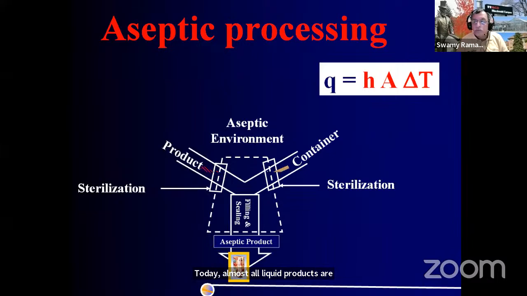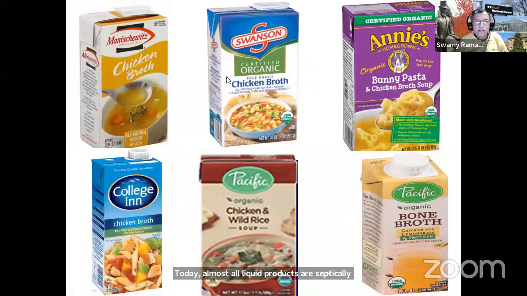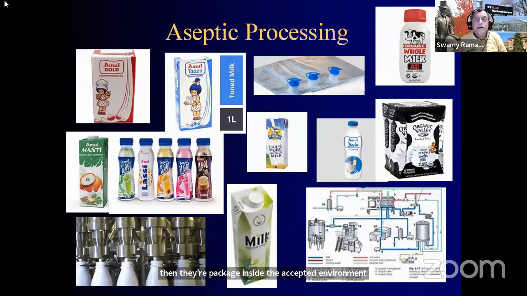Okay, so again, you have so many of these in the market, you can see. These are all cartons. Normally you cannot process them in a retort, because they're all paper-based. On the other hand, these can be easily sterilized using H2O2, hydrogen peroxide, and then they are packaged inside the aseptic environment. All these things are very popular everywhere. You can see all these dairy products, today they are all aseptically processed.